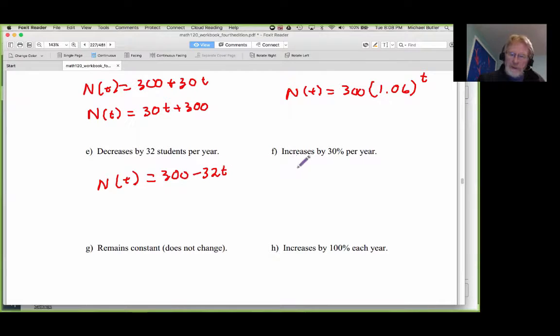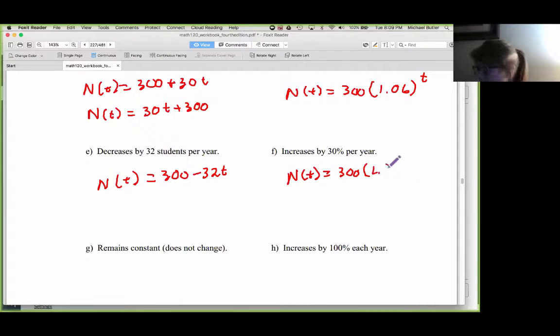And then this one increases by 30% per year. That's a huge increase, but it'd be right. And N of t would be 300 times 1.3. Yeah, exactly, raised to the t.